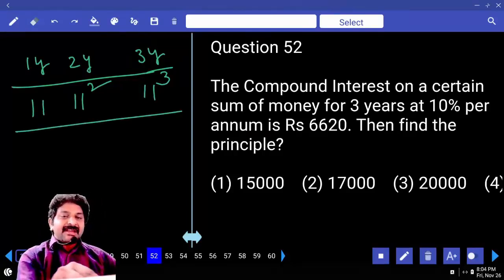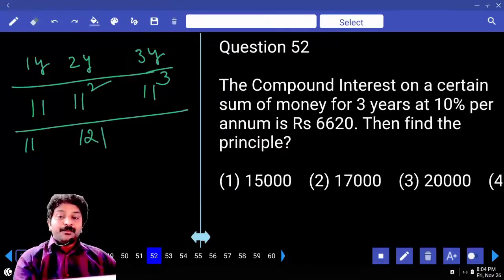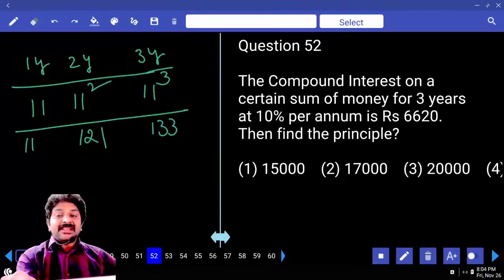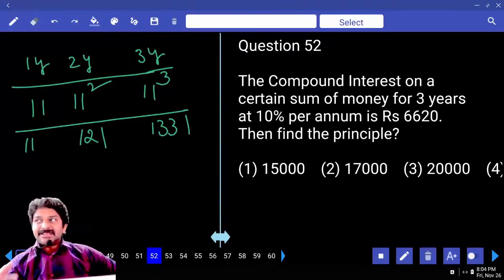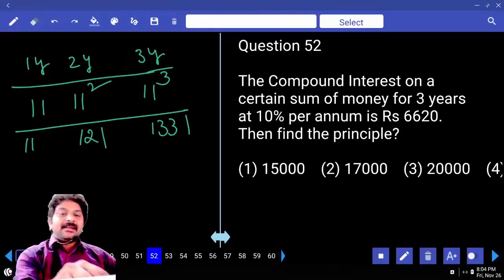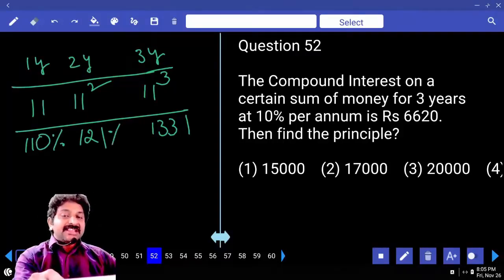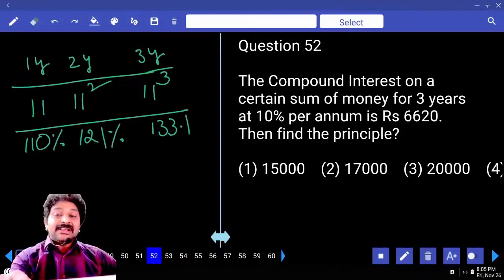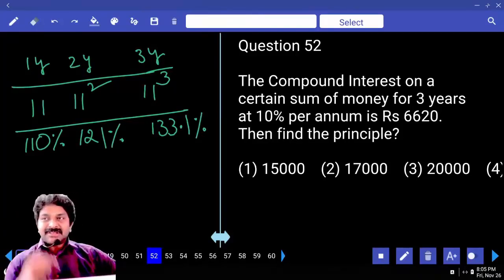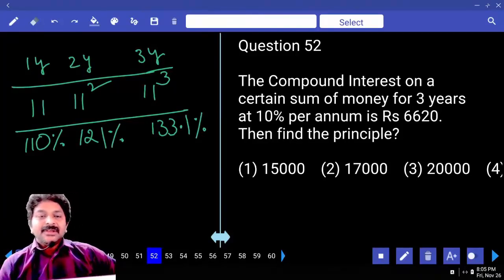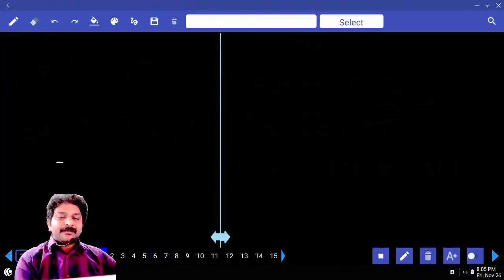Now, simplify these values. 11 square, 11 cube, 1331. Principal is 100%, which should be a 3-digit number. Let me make 110 here. 121, 3-digit number. 133.1, that becomes a 3-digit number. Clear? So, amount after 1 year?